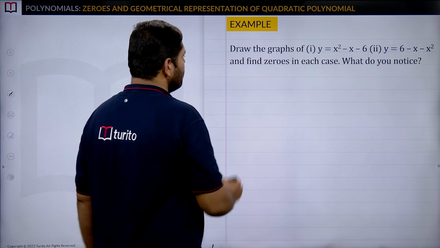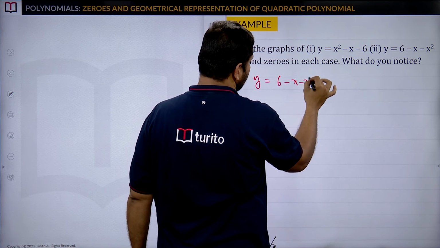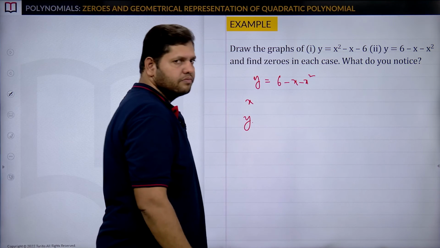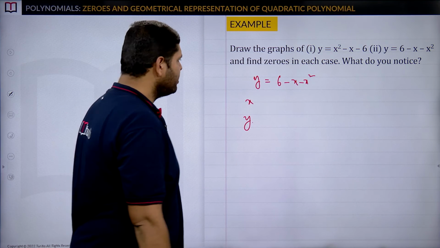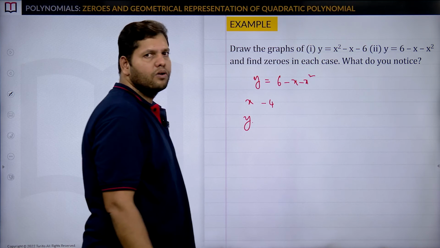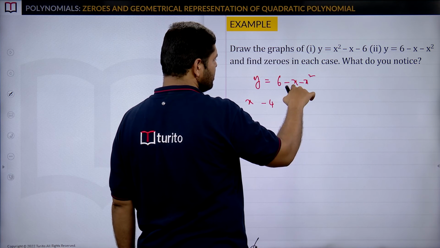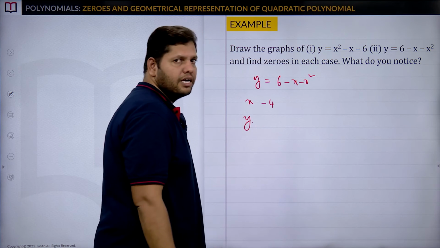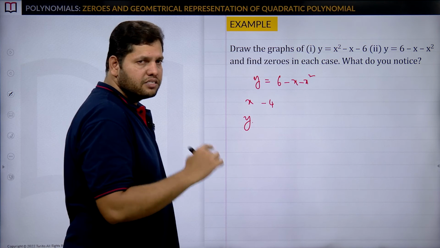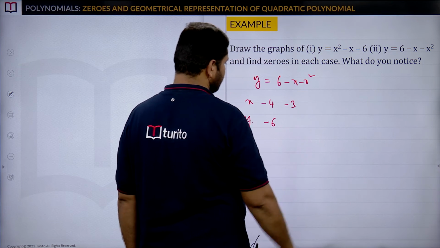Now, what is the given polynomial expression? y equals 6 minus x square. Now I will take some x values and find the y value. Children, first take x equals minus 4. So 6 minus of minus 4 is plus 4, 6 plus 4 is 10. 10 minus 4 square, which is 16. So 10 minus 16 is minus 6.